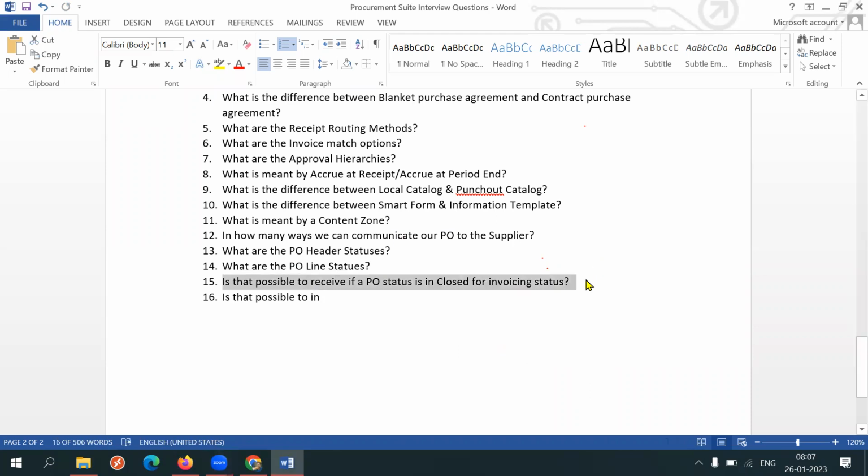Because before receiving, you can also invoice. If you invoice, the status is going to immediately change to closed for invoicing. If the status is changed to closed for invoicing, it does not mean receiving is already completed.